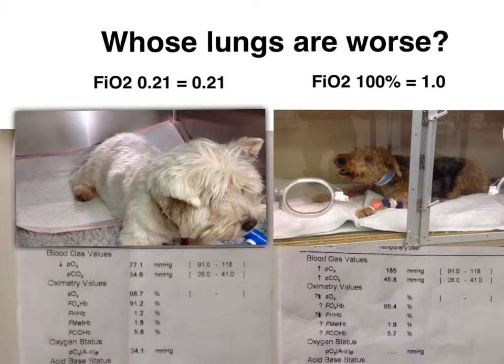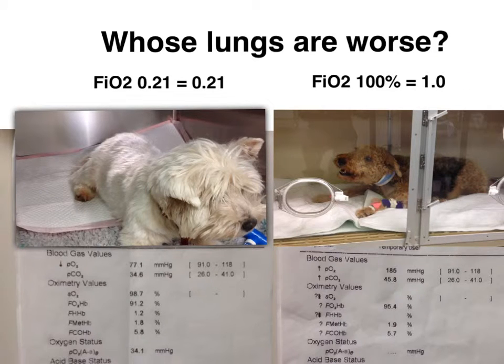We'll use these two cases to demonstrate the concept that the PF ratio can be used to assess oxygenation in animals who are receiving supplemental oxygen. Just looking at the blood gas, this dog on the left is mildly hypoxic with a PaO2 of 77. Remember, normal is about 85 to 100. And this animal is not. His PaO2 is 185. Ventilation in the two animals is held constant for the sake of explanation here. The thing that differs is that the FiO2 is 21% in one of them and 100% in the other.